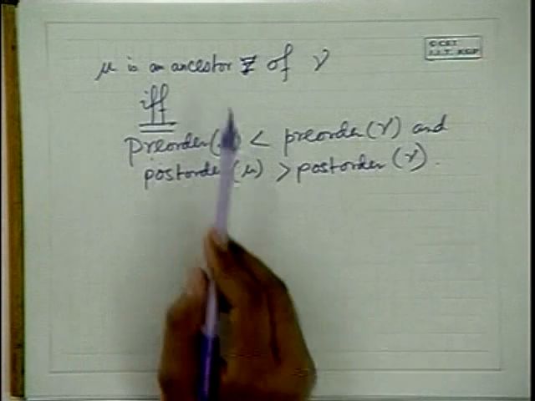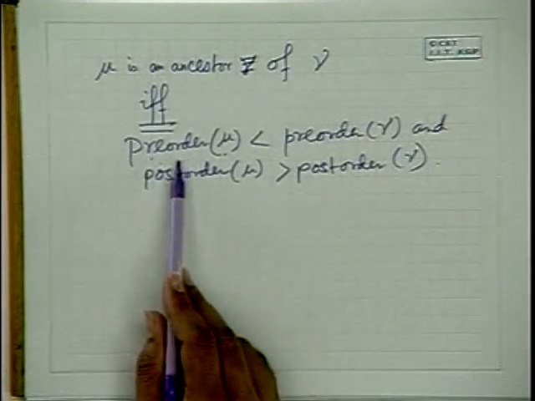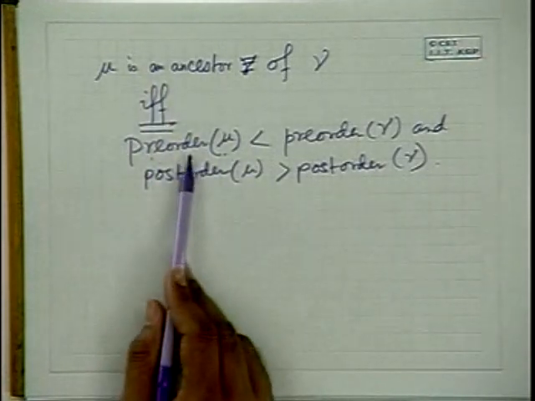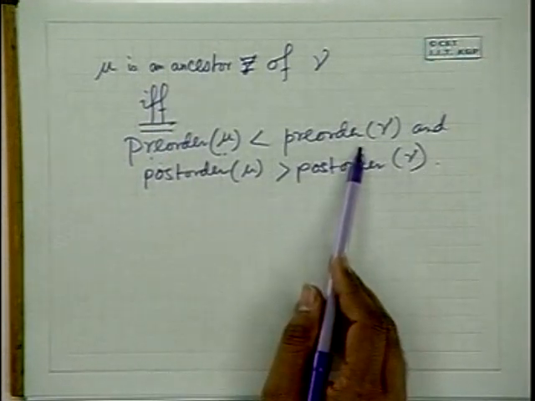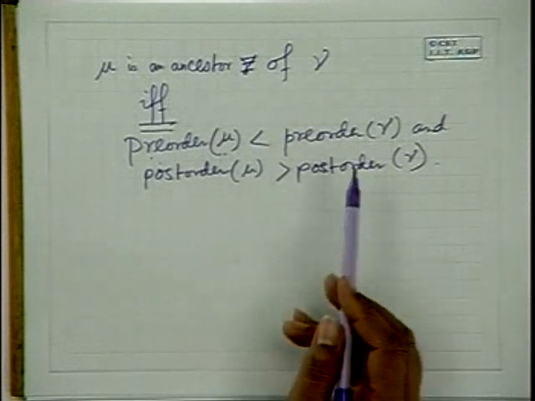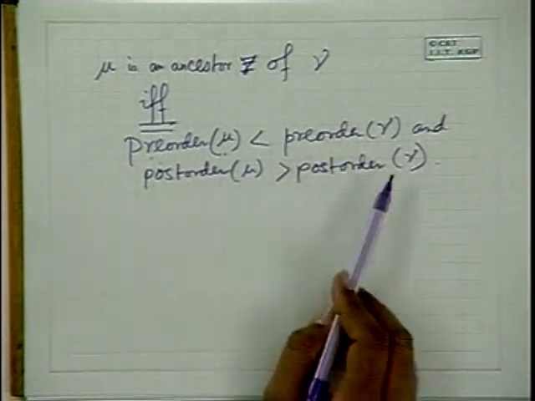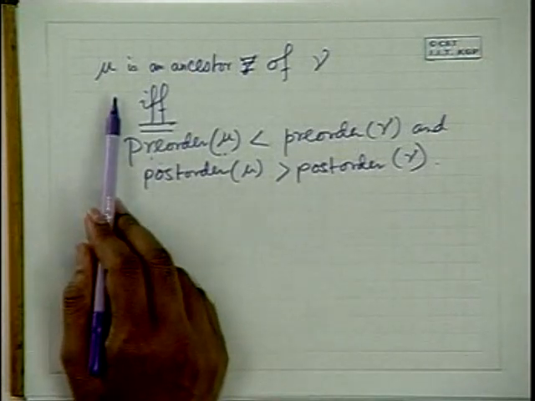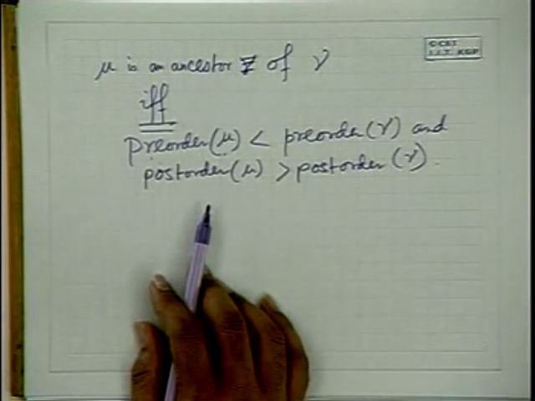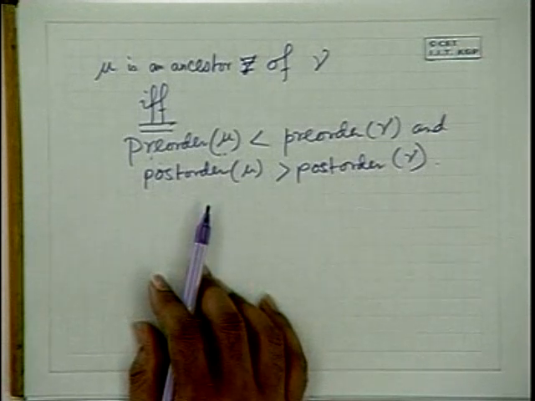So mu is an ancestor. You can see why it is true, because if it is an ancestor, it has to be visited in pre-order fashion first, before nu. And in the case of post-order, it should be the opposite. So one direction is easy, but why, if this is true, it should be an ancestor, is a little bit more involved. Alright?